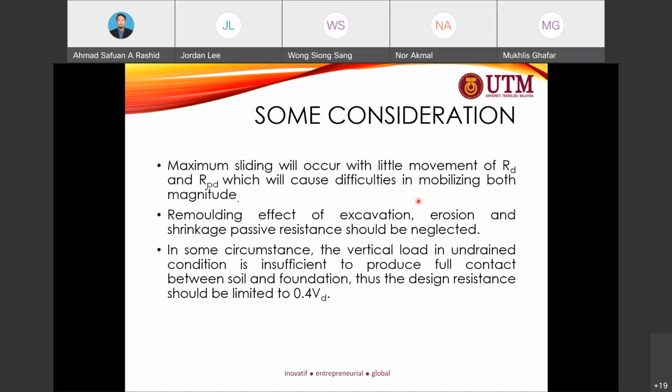Some considerations: maximum sliding will occur with little movement of RD and RPD, which causes difficulty in mobilizing both magnitudes. Remodeling effect of excavation, erosion, and shrinkage, so passive resistance should be neglected. In some circumstances, the vertical load in undrained condition is insufficient to produce full contact between soil and foundation, so the design resistance should be limited to 0.4 VD. This is just general information for the sliding problems.